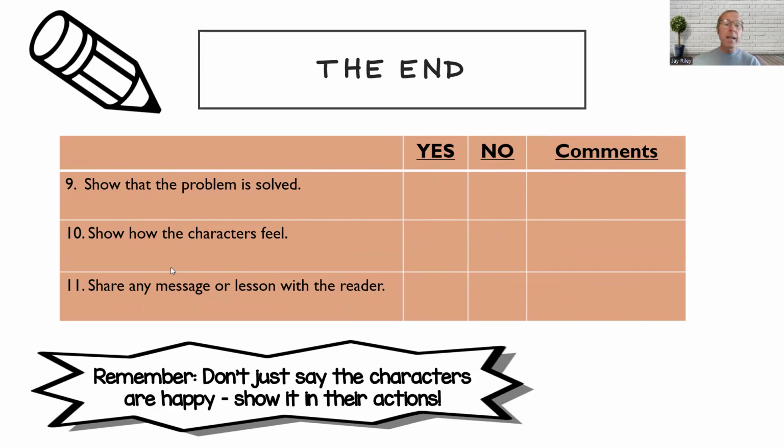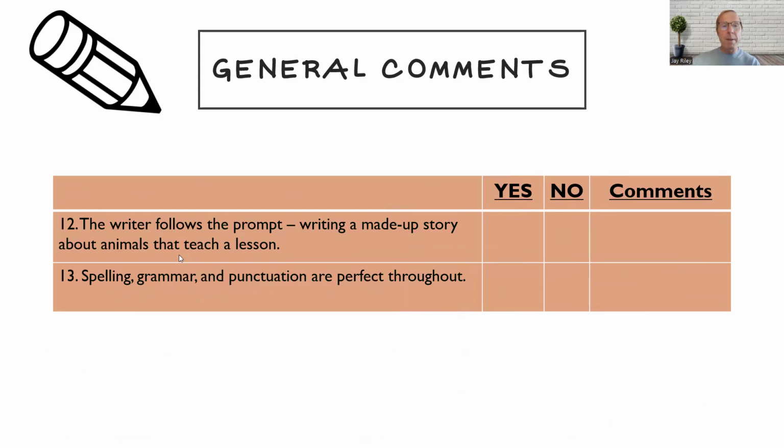We want to show how the character feels. We want to communicate that theme, that message or lesson with the reader. We don't want to just say, oh, the characters are happy. We want to show in their actions that they're happy. So when you show how the characters feel, you're showing what they do that indicates they're feeling a particular way.